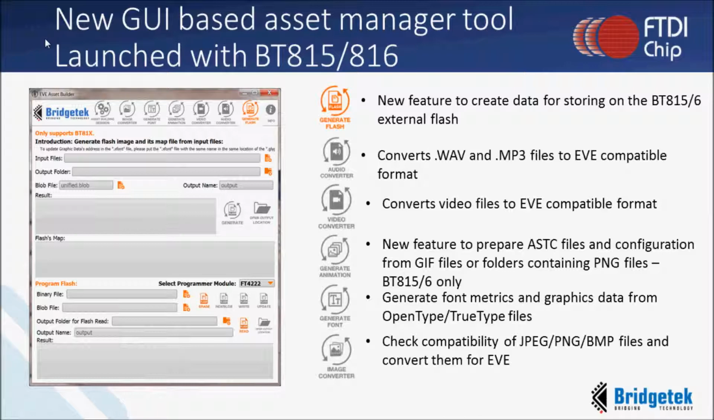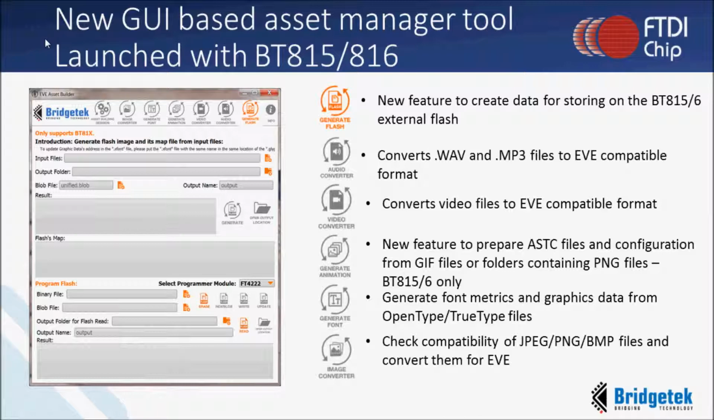It includes a new feature to create data for storing on the BT815/6's external flash chip if you integrate this into your design. It has an audio converter which can convert WAV and MP3 files to an Eve compatible format. It has a video converter which can convert video files to an Eve compatible format. It has the new animation generation feature which can prepare ASTC files from a GIF or folders containing PNG files. This is supported only on the BT815/6.